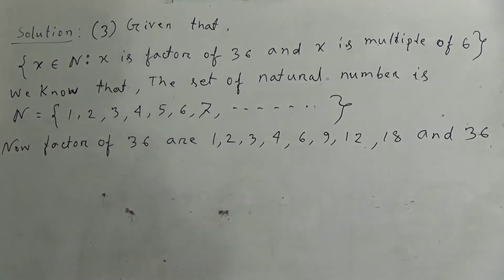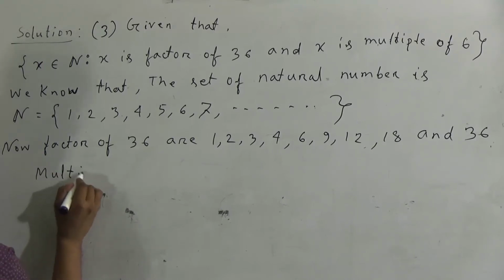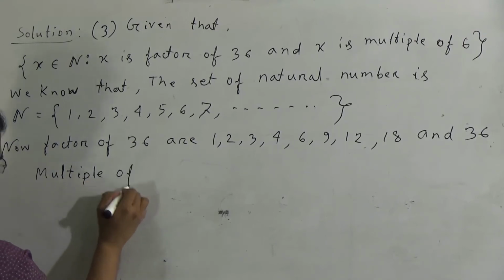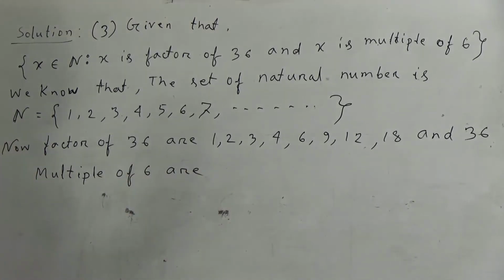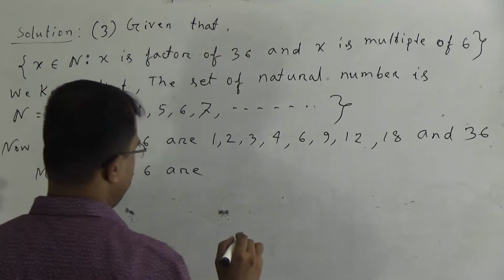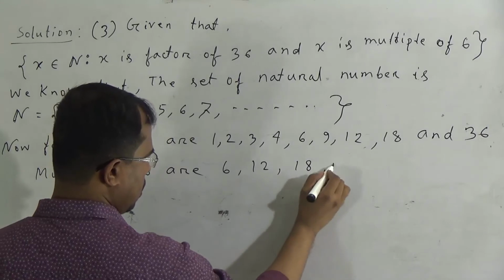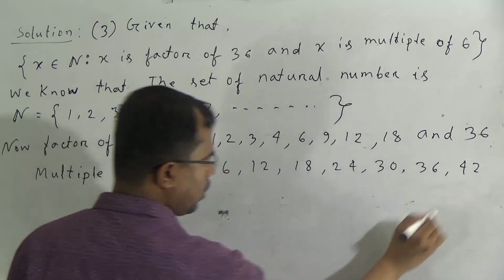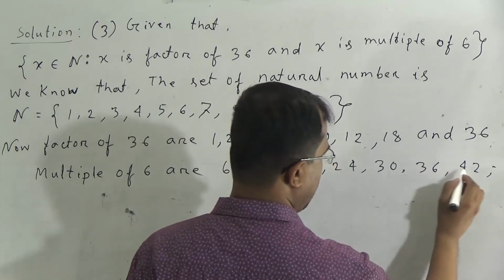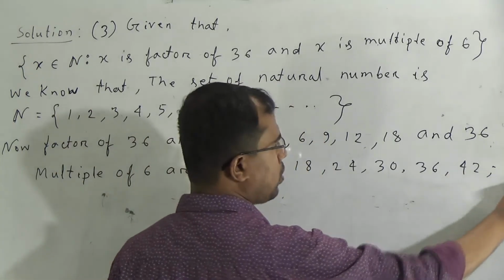Now we'll write the multiples of 6. If we count the times table of 6, then we can get multiples of 6. Multiples of 6 will be 6, 12, 18, 24, 30, 36, 42, and so on. The number of multiples of any number is unlimited, so we have to give the dot dot sign here.